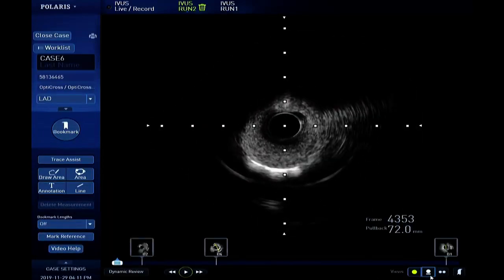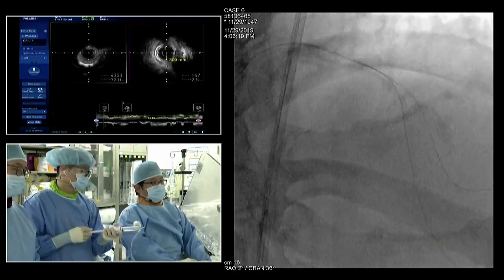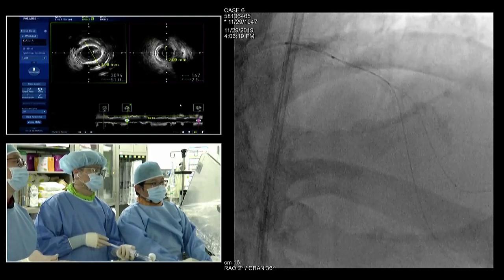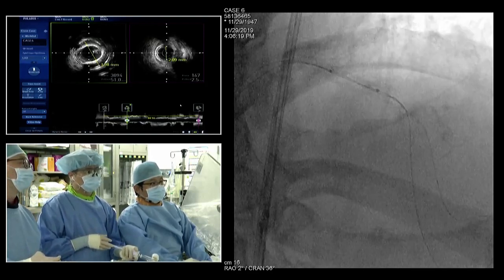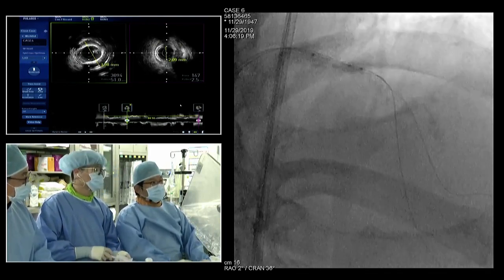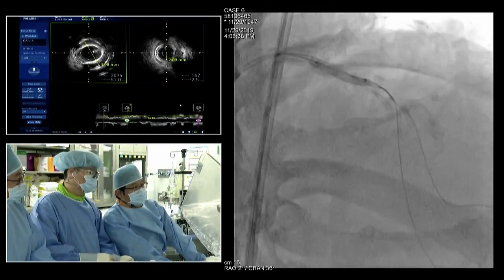Okay, based on the IVUS findings, I'd like to apply high pressure to break down the calcified lesion. This is a 2.5 high pressure balloon. 10, 20, 24, 28.